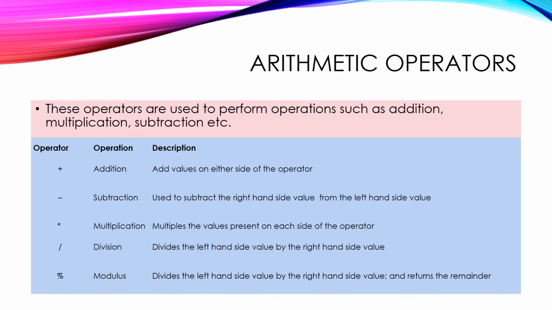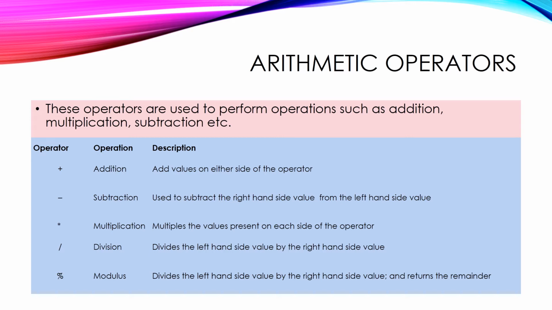The first operator is arithmetic operators. These operators are used to perform operations such as addition, multiplication, subtraction, etc. The operators are plus, minus, asterisk, slash and modulus. Plus means add either side of the operator. Minus is used to subtract the right hand side value from the left hand side value.